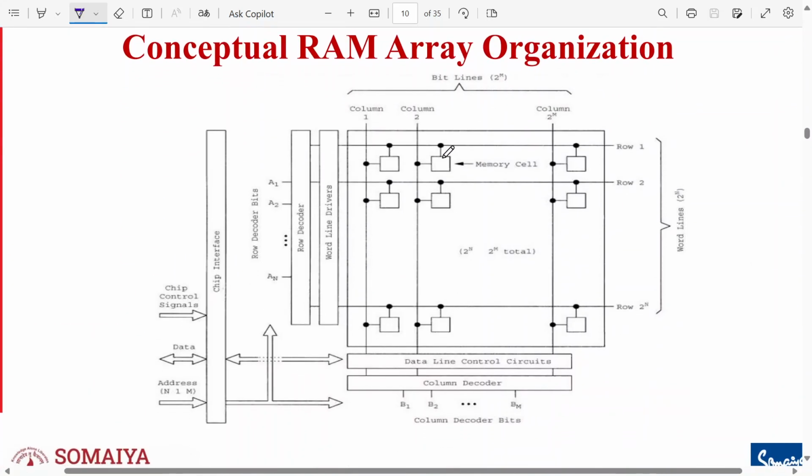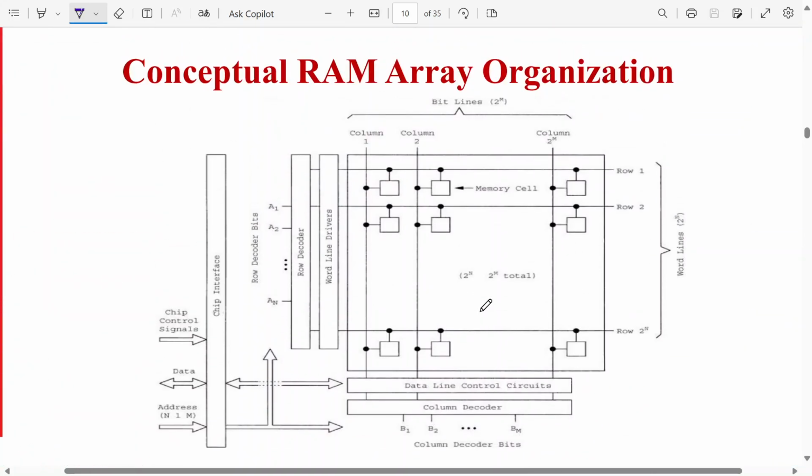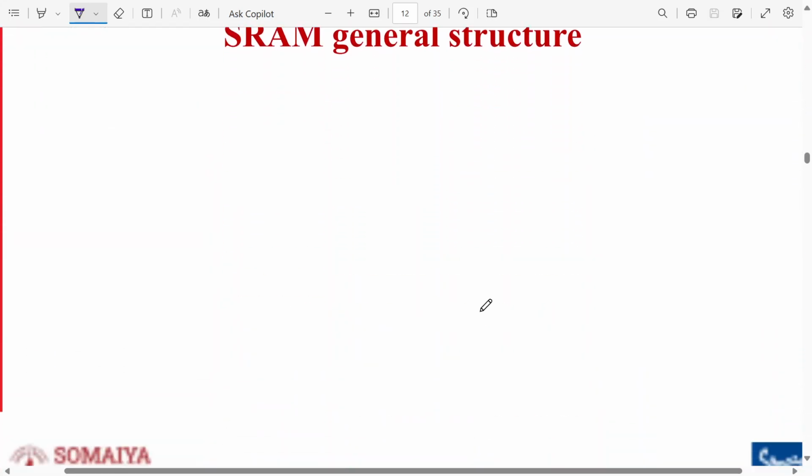We have a memory cell. It can be either a ROM or a RAM. The common thing is that we have a row decoder and a column decoder, same as before. And we can go to a particular column or row, and then select that particular memory. The only difference is that in a ROM array, we could only read from the memory, but in a RAM array, we can read as well as write. So let's go for random access memory or read write memories.